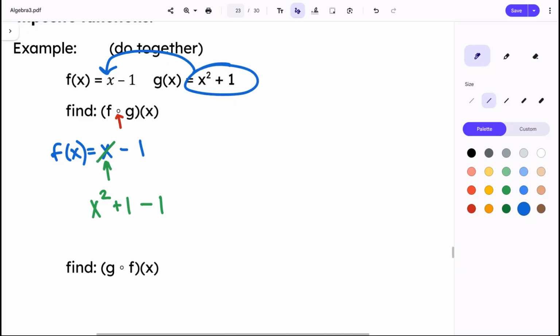The ones cancel. What am I left with? x squared, and that would be my answer. And they're not asking for anything about the domain right now, so I'm not going to worry about doing that.